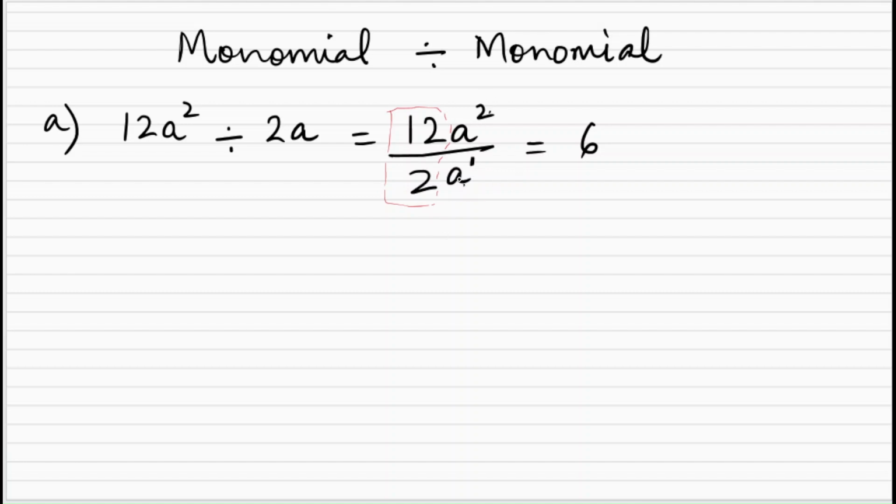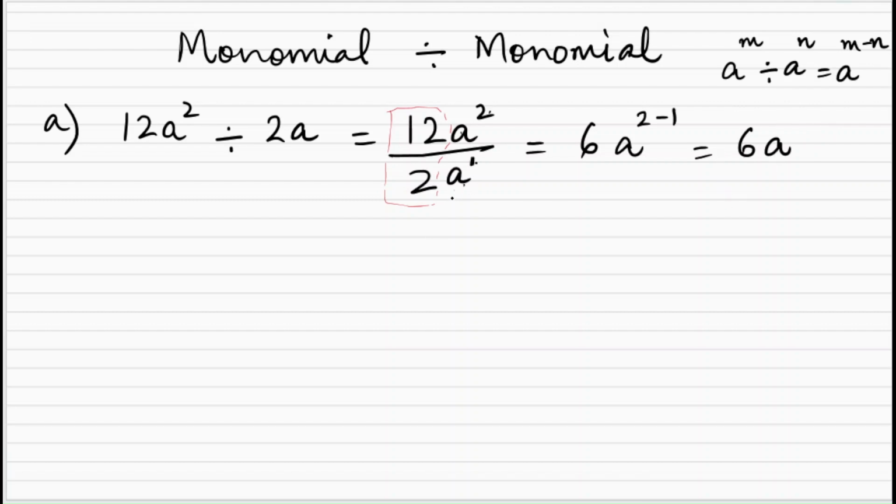Now, here comes the laws of exponents. When the two bases are the same and they are being divided, then the exponents get subtracted. So, m minus n. Here the bases are a, and they are being divided, so the exponents 2 and 1 will get subtracted. So my answer is 6a. 2 take away 1 is just 1. You write 1 or you don't write 1, it's the same thing. So my answer is 6a.